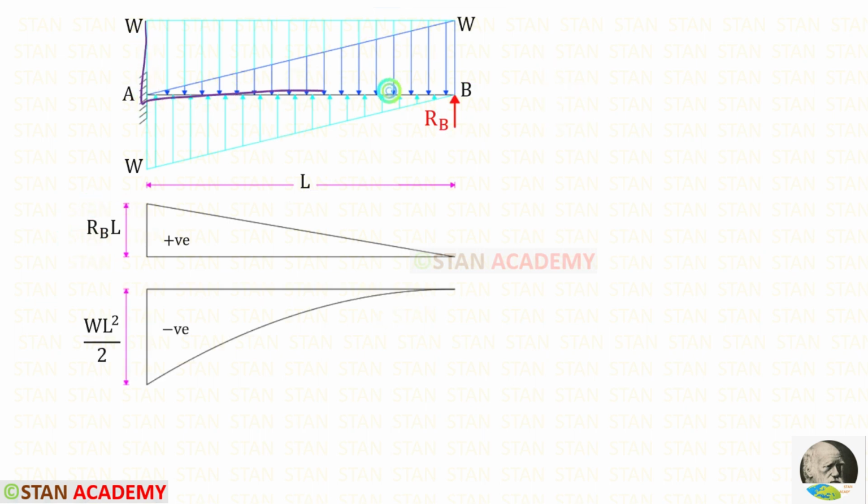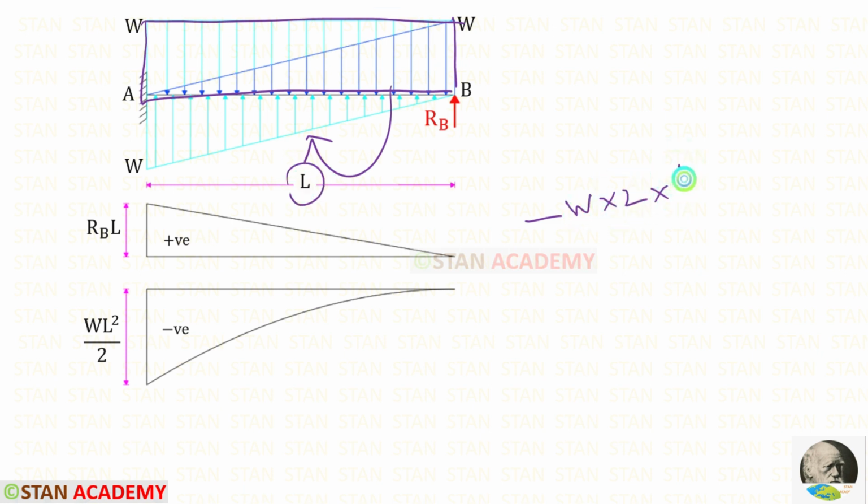Now let us take the uniformly distributed load. It is acting in the clockwise direction, so it will be negative. We know that with the load we have to multiply the distance and then the distance by 2, so we will get WL square upon 2, and the diagram will be in the shape of a parabola.